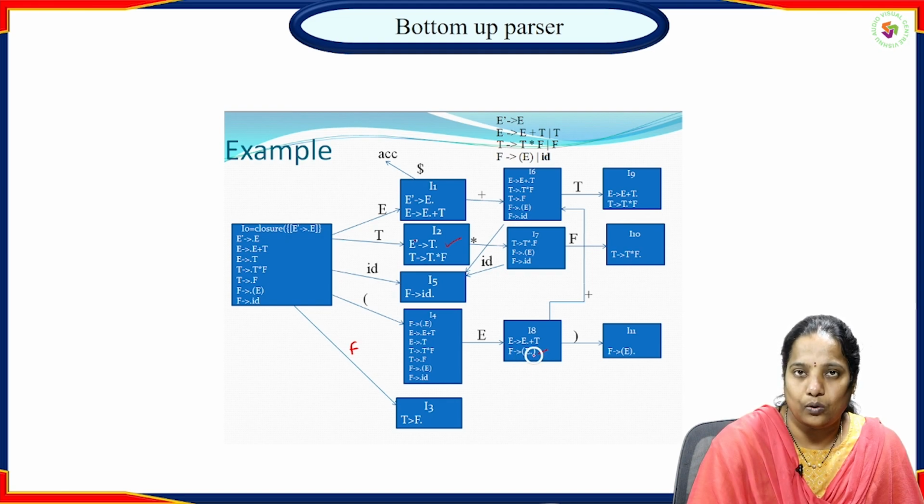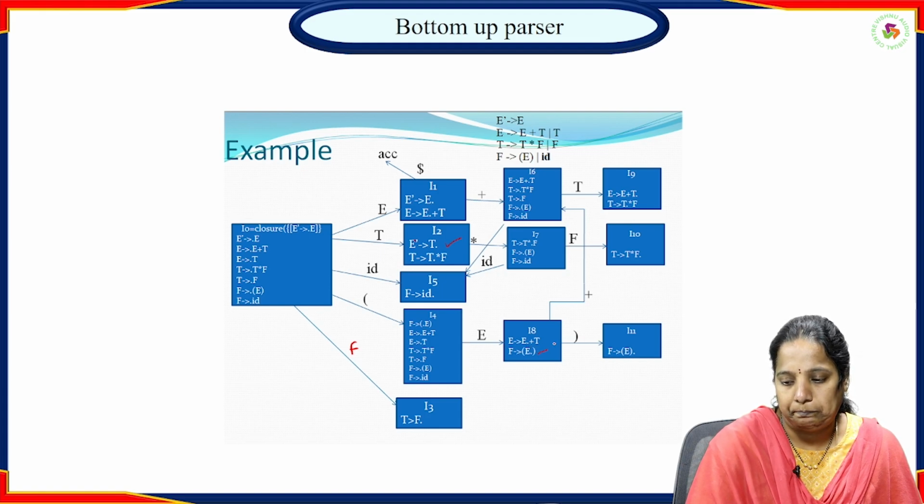We are moving the dot over E. Then the next production is E tends to E dot plus T. By seeing this item, is there any possibility to add any other production to this existing item? No, there is not, because by moving over E, the dot is followed by a terminal symbol. Dot is followed by plus, so nothing will be added.